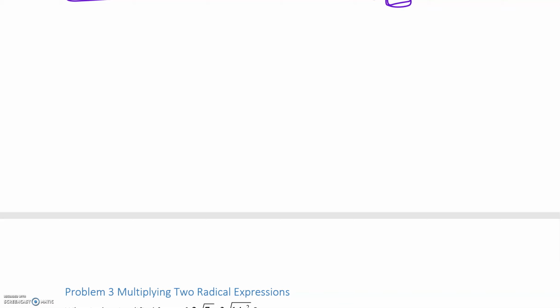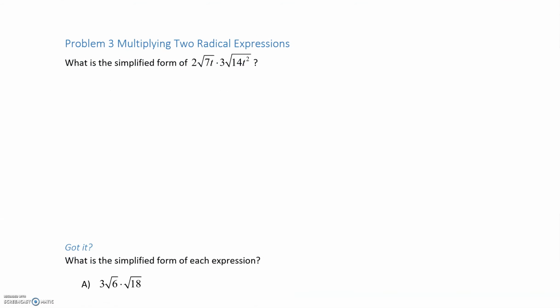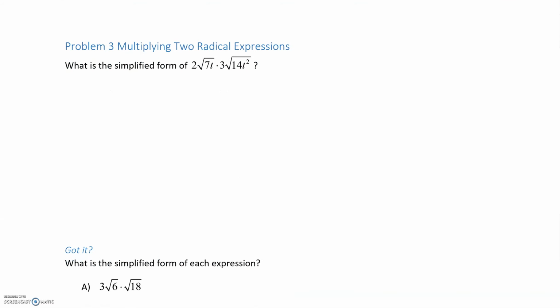So our next page, what we're going to do is multiply our radicals together, and then we're going to simplify them. So when we multiply radicals, we can multiply the outsides together, and then we can multiply the insides together. So we're going to multiply this 2 times 3, which gives us 6. And on the inside, we have 7 times 14, which gives us 98. And we have t times t squared. So I'm just going to write that again. T squared times t.